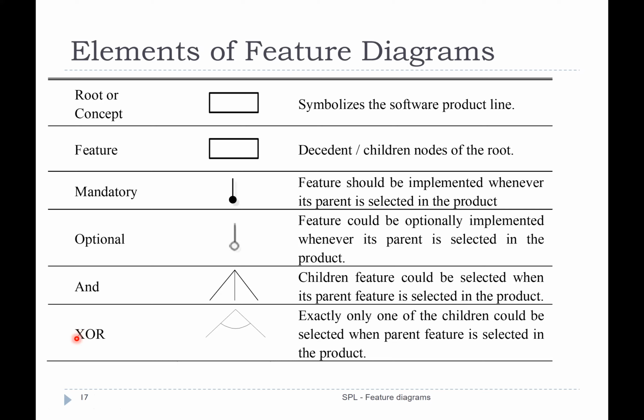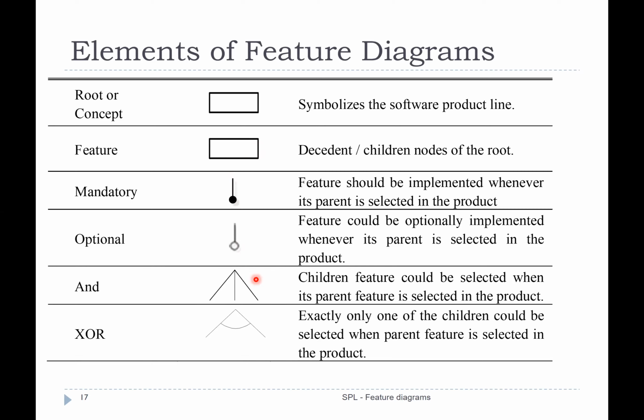So the most basic notation is that little box over here. This is called a root. It comes in the form of a box. The root is the very first feature, but every other feature looks exactly the same. It's just a box like that. When we have a straight line with a filled-in black dot, that means there's a mandatory relationship between them. Otherwise, the line with the hollow circle would be an optional relationship.